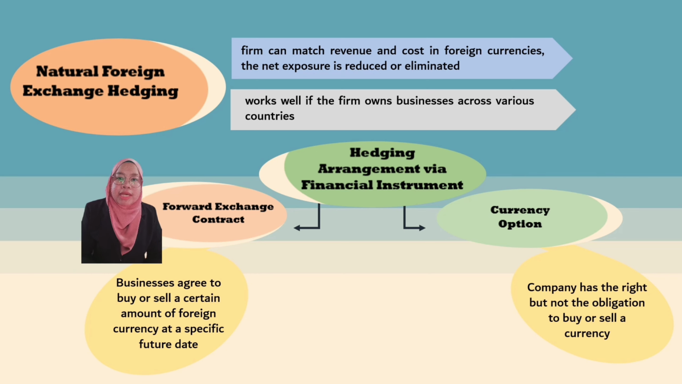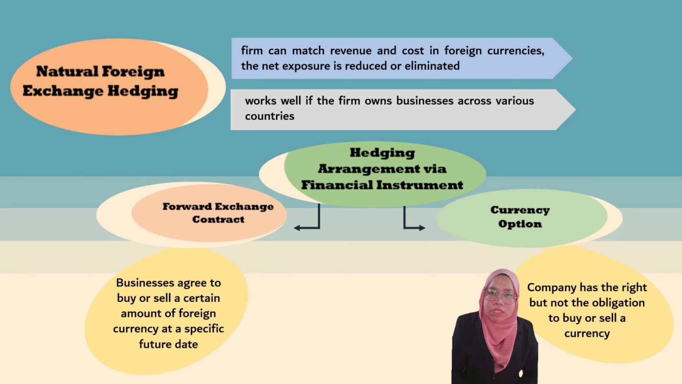The last is by using a hedging arrangement via financial instruments. There are two primary methods, which are the forward exchange contract and the currency option. A forward exchange contract is a contract in which a business agrees to buy or sell a certain amount of foreign currency at a specific future date. The company can protect itself from future fluctuation in the foreign currency exchange rate by signing this agreement. This contract's mission is to protect any foreign exchange position from a loss on a specific transaction.